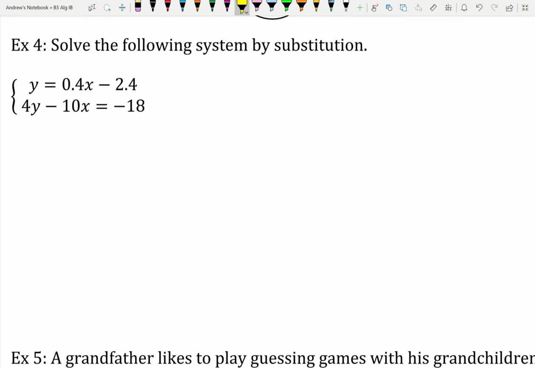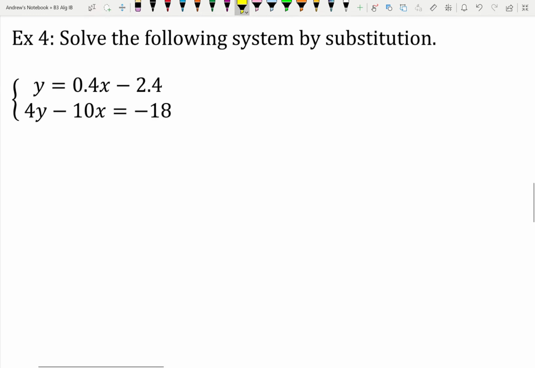So starting off, kind of the same way. I'm just going to take a look at the equations I have. I know that y is equal to 0.4x minus 2.4, and then 4y minus 10x equals negative 18. Again, I know what y is equal to, so I'm going to take this chunk from the top and plug it in for that y in the other equation. It's going to look a little gross, so bear with me.